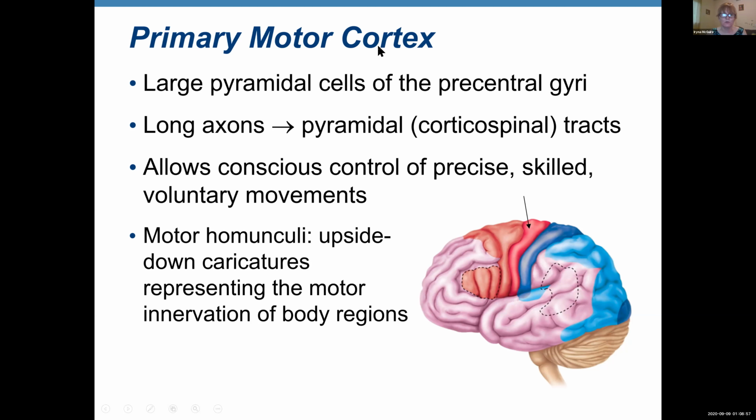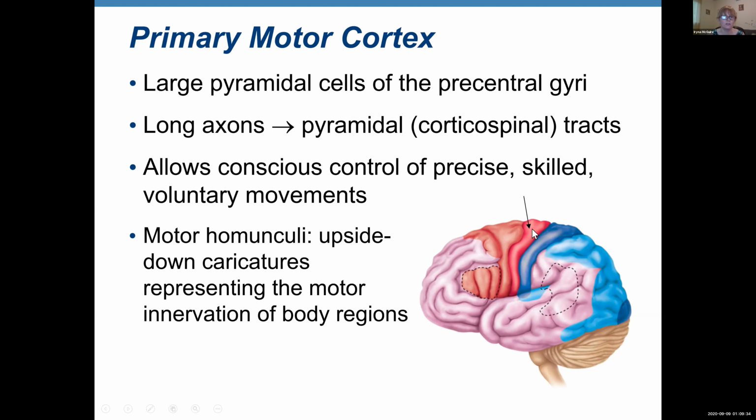The primary motor cortex is shown over here in red. This area is called the precentral gyrus, because this part of the brain goes up, and these are called gyri, and the parts that go down are called sulci. This is the central sulcus, between red and blue, and before the central sulcus we have the precentral gyrus. That's the area of the primary motor cortex.